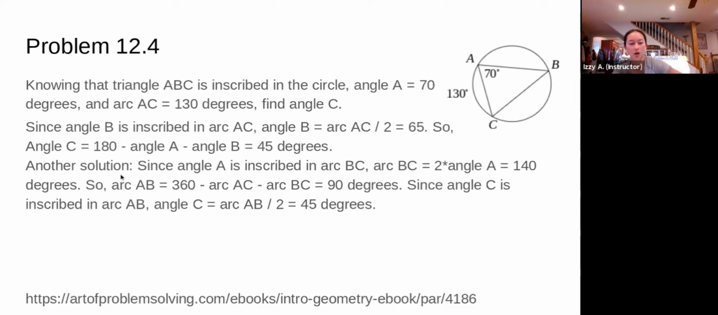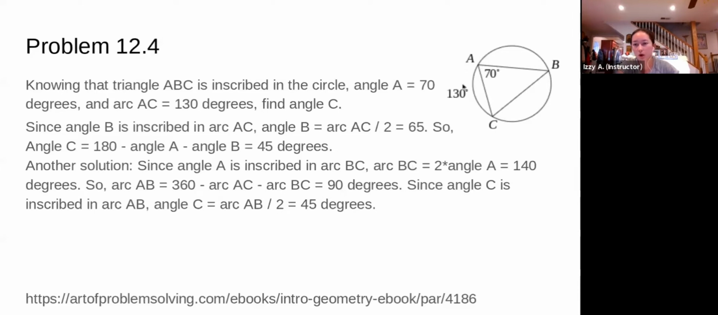Another way you could have approached this problem is that since angle A is inscribed in arc BC, arc BC is going to be equal to 2 times angle A. This is what we previously did when we rearranged the problem: multiplying 2 on both sides, the arc is equal to 2 times the inscribed angle. In this case, it's equal to 140 degrees. So arc AB would be equal to 360 minus arc AC minus arc BC, and you would eventually get 90 degrees.